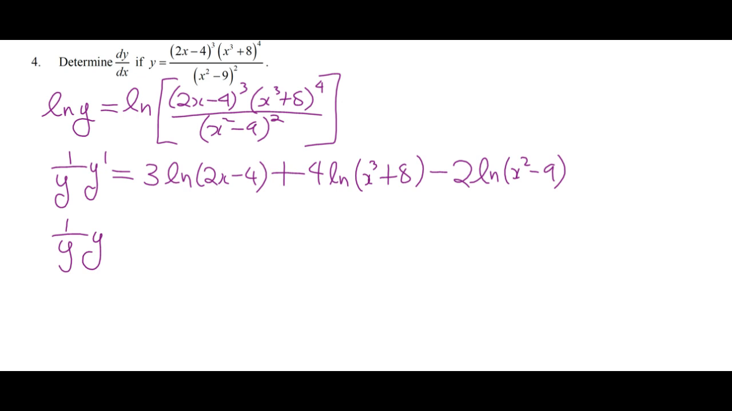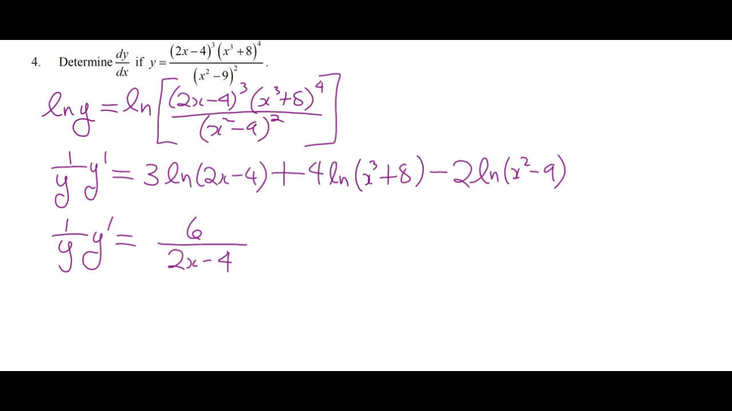So 1 over y times y prime. Now we know what y is, right? y is just this. So we're ultimately going to end up with that expression in brackets stuck in front of what we are now working out. Okay, so this is going to be 3 over 2x minus 4 times 2. So I'm just going to write it as 6 over 2x minus 4, right? That's where that's coming from. So it's 3 times 1 over 2x minus 4 times the derivative of this, which is 2. So I'm going to write 6 over 2x minus 4.